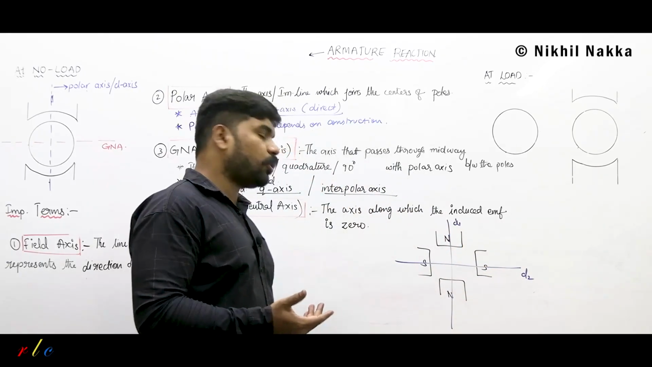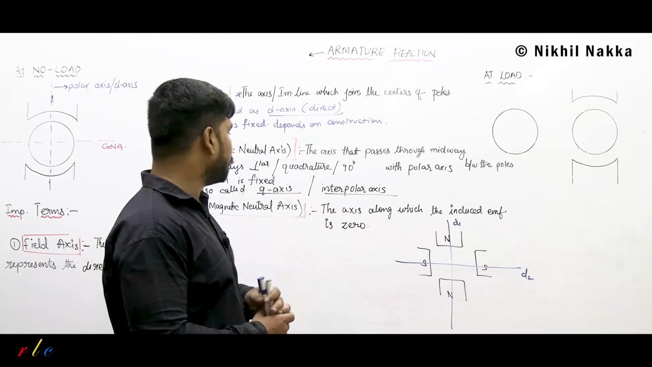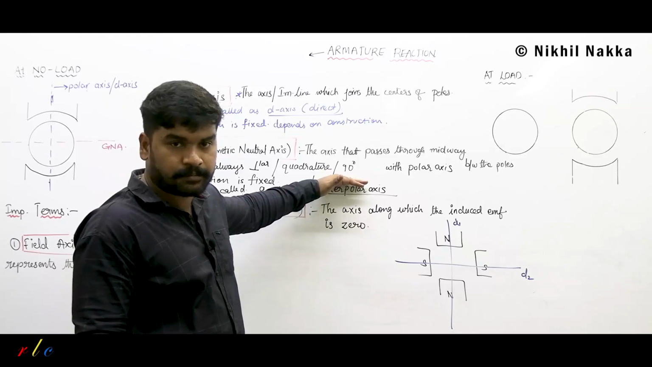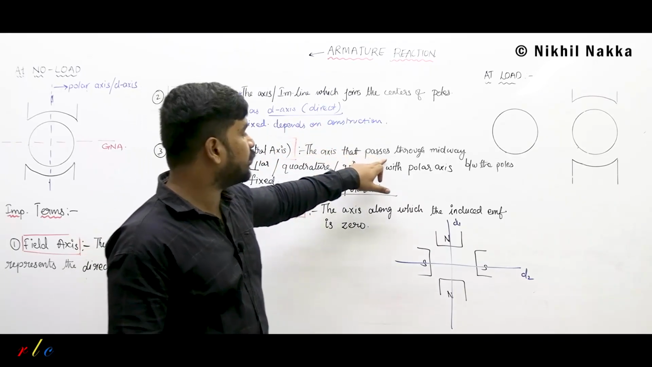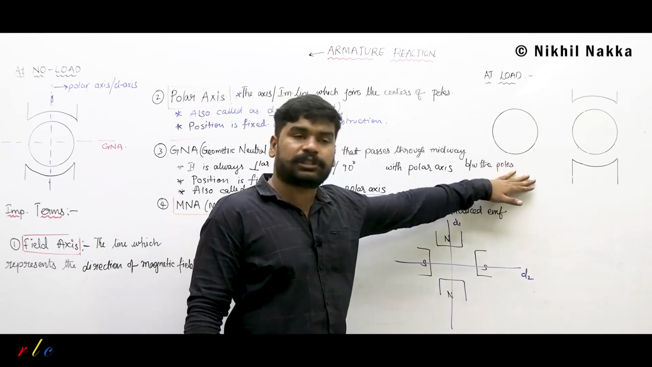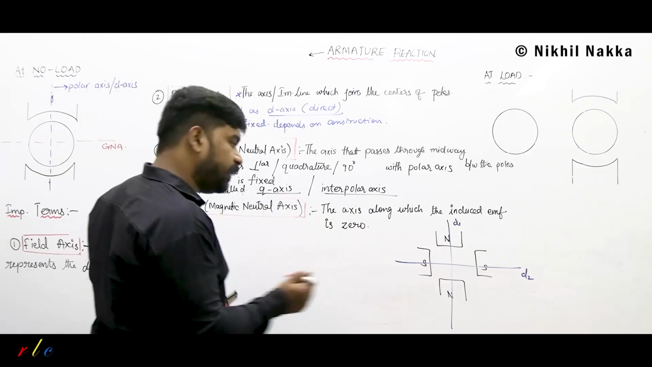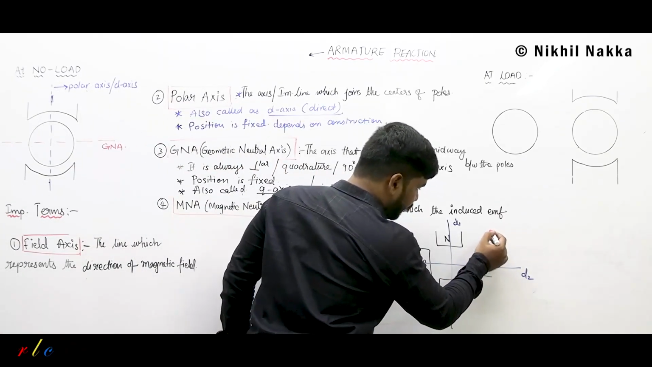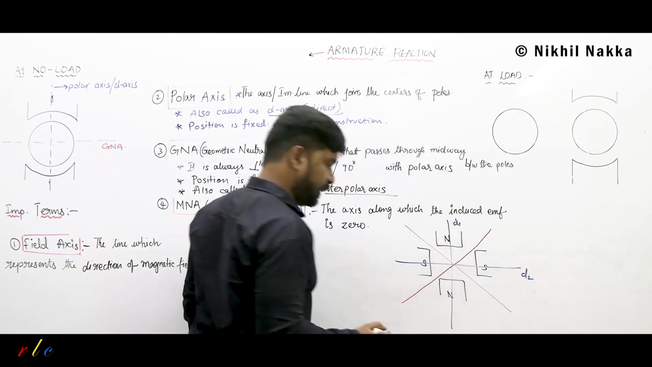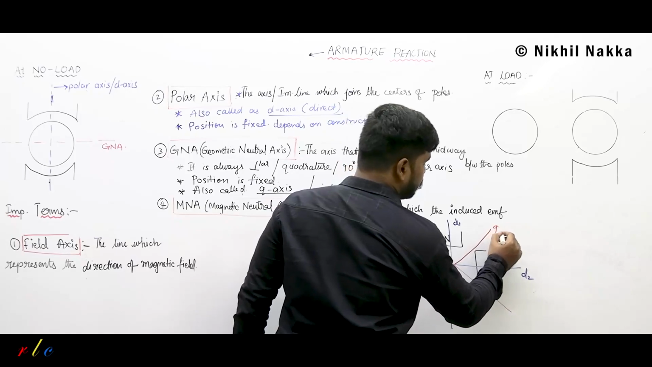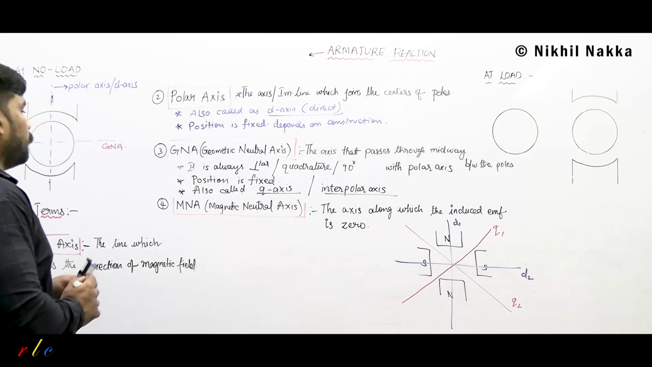Then I am not able to draw the quadrature axis for this 4 pole system based on this definition of 90 degrees. Whereas let me take the first definition: the axis that passes through the midway between the poles. If I use that definition, yes, I will get the quadrature axis, the line passing through the midway between the poles. I am getting it or not? Yes, I am getting. Let us say this is quadrature axis 1, Q1. This is Q2.